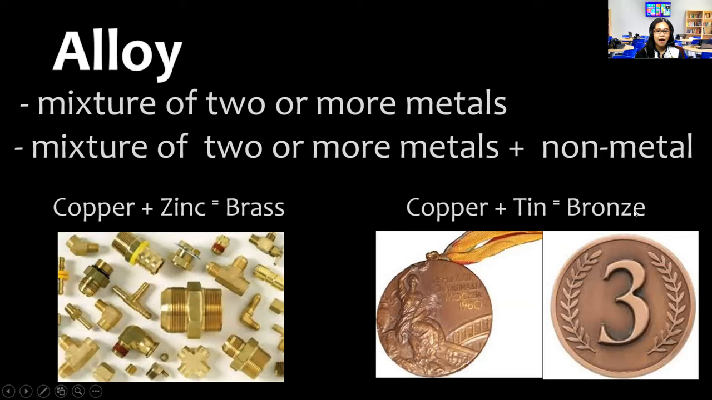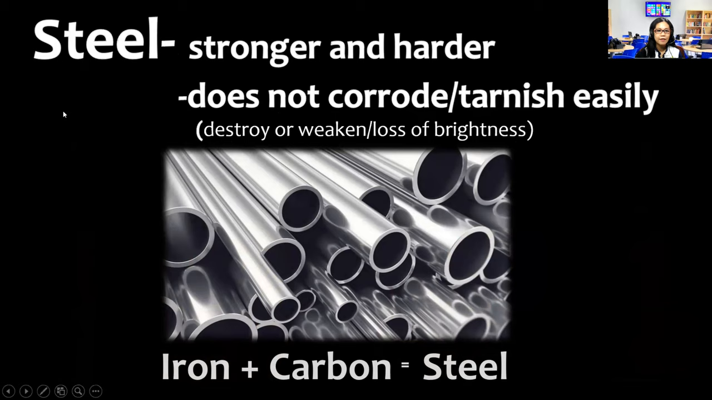And this is steel. Okay, steel is a stronger and harder alloy. It does not corrode or tarnish easily. Corrode means destroy or weaken, and tarnish means loss of brightness. So, how to make steel? You combine iron and carbon, and you will have steel. Steel is an example of an alloy.